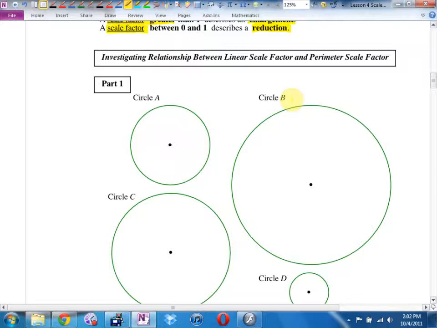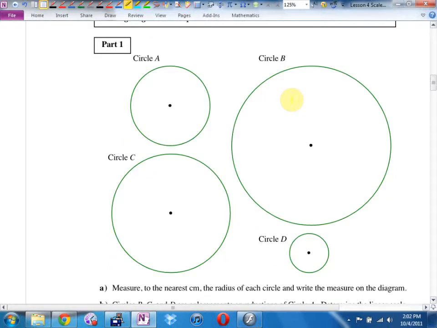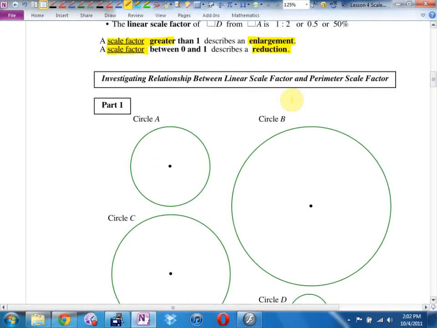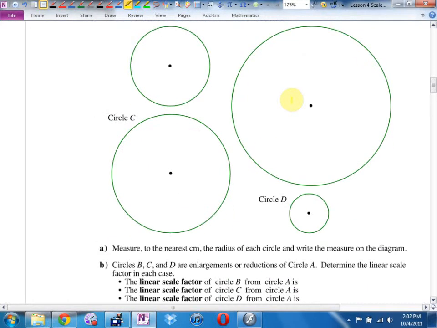So here's how we're going to test it. We have, count them, 4 circles right here. And what it would like you to do is measure the radius of each one of these circles. Now the radius is from the center to the edge, from the center to the edge, from the center to the edge, from the center to the edge. Really quickly with your ruler, measure the radius, please.